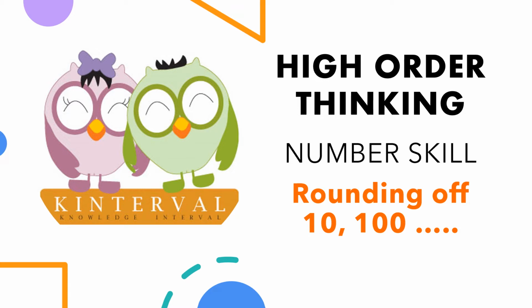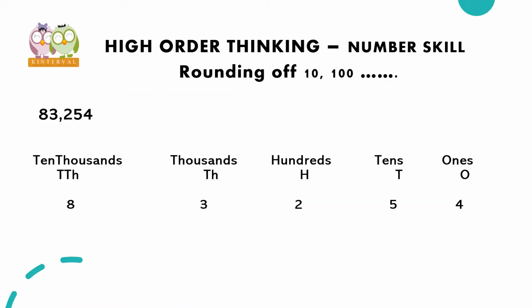In today's session, high order thinking, number skill, we are going to see rounding off of tens and hundreds. So let's start. To understand the concept of rounding off tens and hundreds and thousands and so on, we must understand the placing of the digits first.